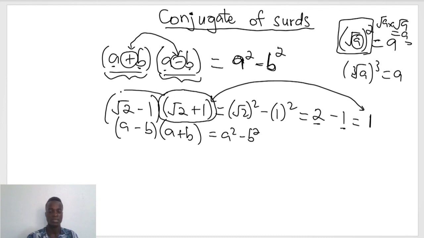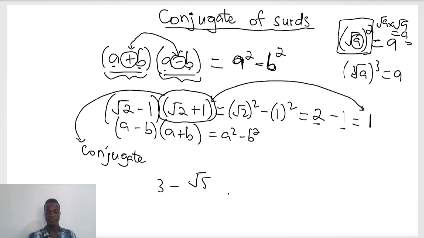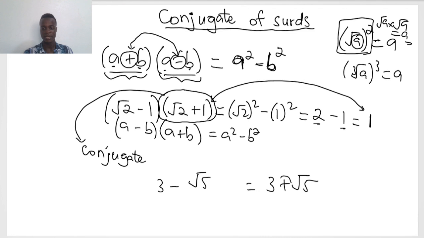So this is the conjugate, conjugate of our set. So for example, we ask what the conjugate of 3 minus root 5 is. The conjugate of 3 minus root 5 is simply going to be 3 plus root 5. So we are just trying to change the minus to plus. So when you multiply these two at the end of the day, you multiply 3 minus root 5 with 3 plus root 5.